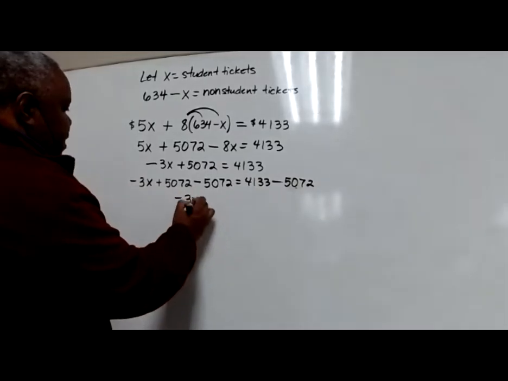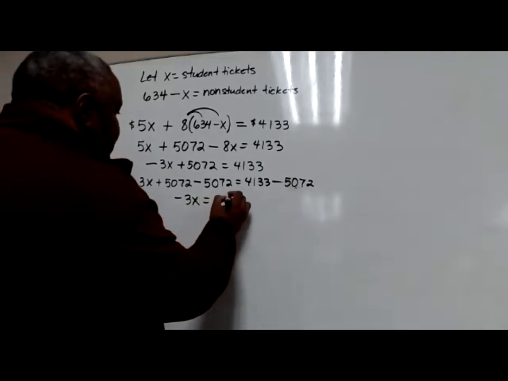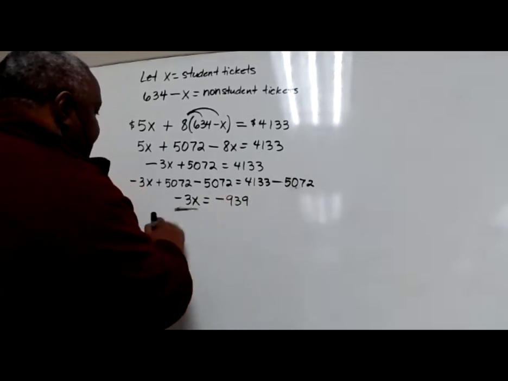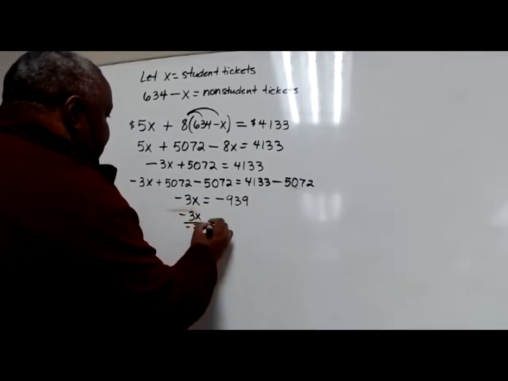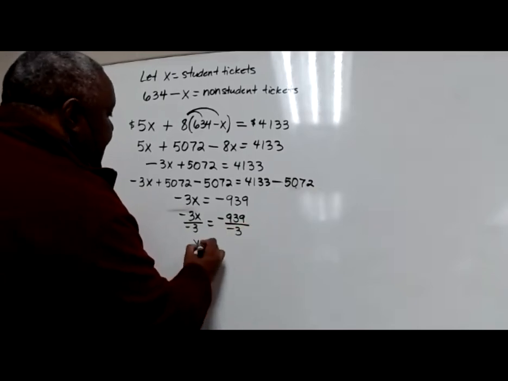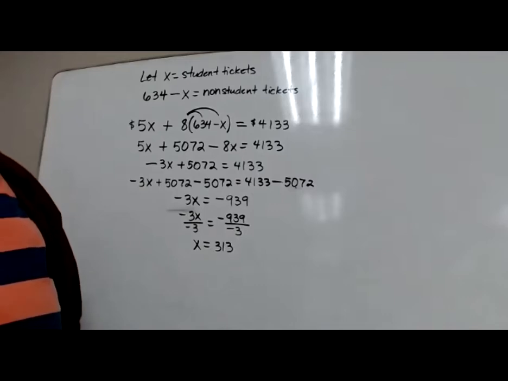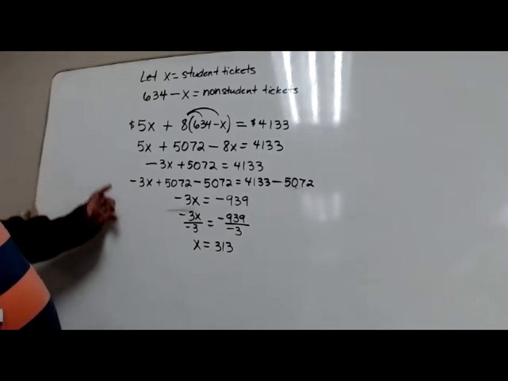So I got -3x is equal to, let's see, -939. Okay. And then to solve this equation for x, we're multiplying by -3, so I need to divide both sides by -3. So x will be equal to 313. All right, now, let's see what x equal 313 means.